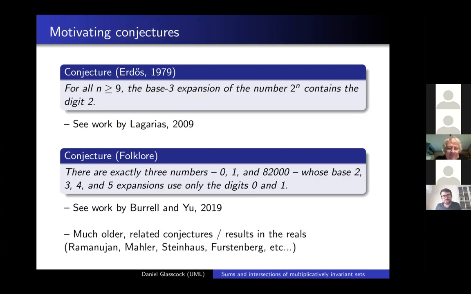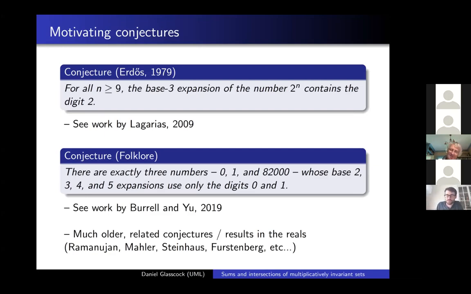In a longer version of this talk, I would go into some of the context for these types of conjectures. There are some much older related conjectures and results for real numbers, all the way back to Ramanujan, Mahler, Steinhaus, and then much later, say in the 60s, Furstenberg and others. They're not always just about sets, but they usually have this type of flavor. So for example, if we take 2 numbers which are multiplicatively independent, say 2 distinct primes, and we consider structure with respect to one of those numbers and structure with respect to the other, then the structure is somehow orthogonal.